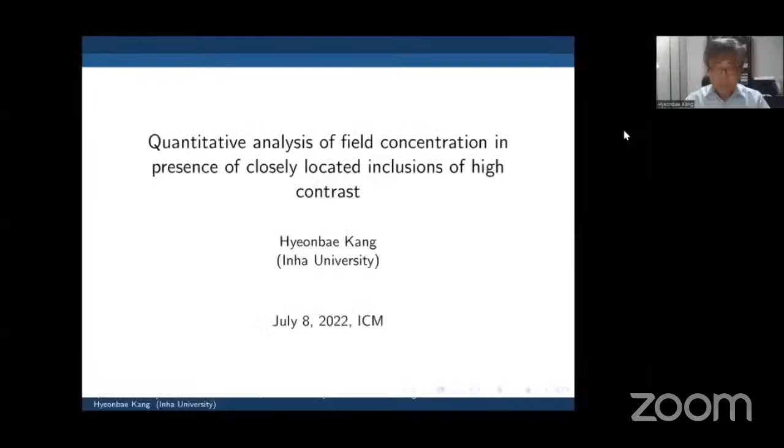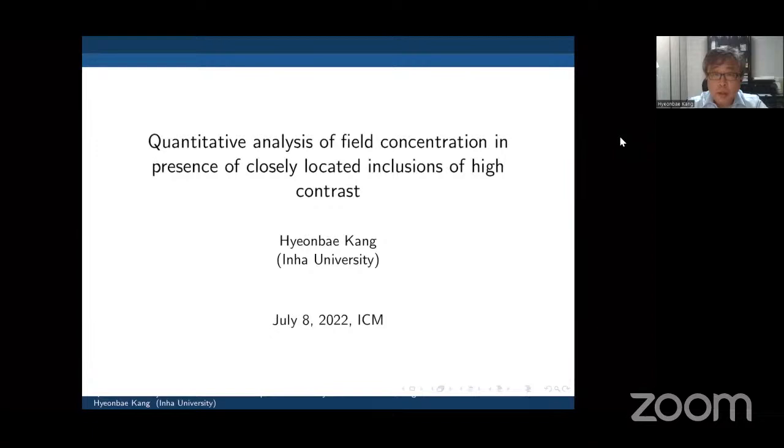Hi, it's my honor to deliver an invited lecture at the ICM. My name is Hyeonbae Kang at Inha University in South Korea. What I'm going to talk about is quantitative analysis of field concentration. This is a kind of stress in the presence of closely located inclusions of high contrast. So the keywords are field concentration, closely located, and high contrast.